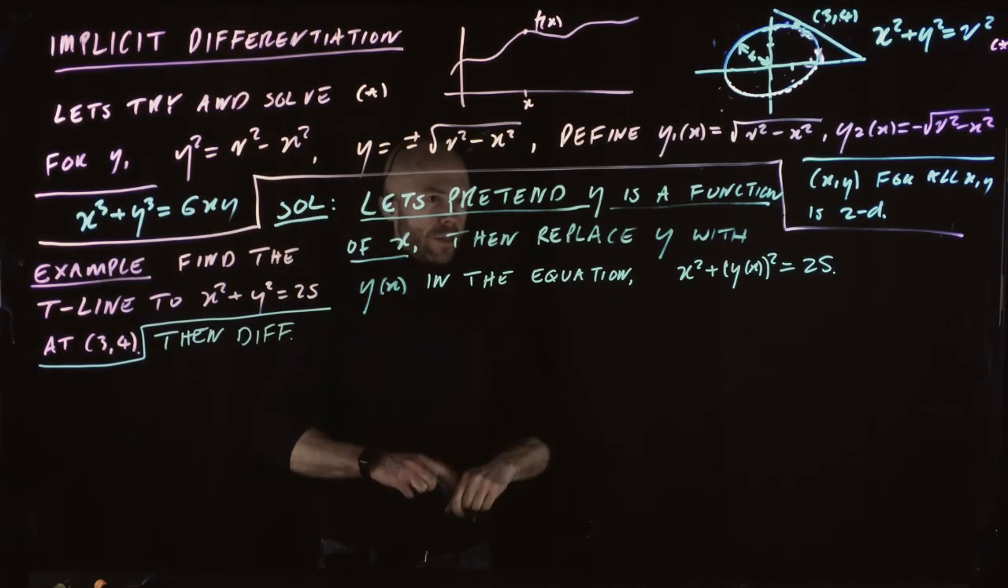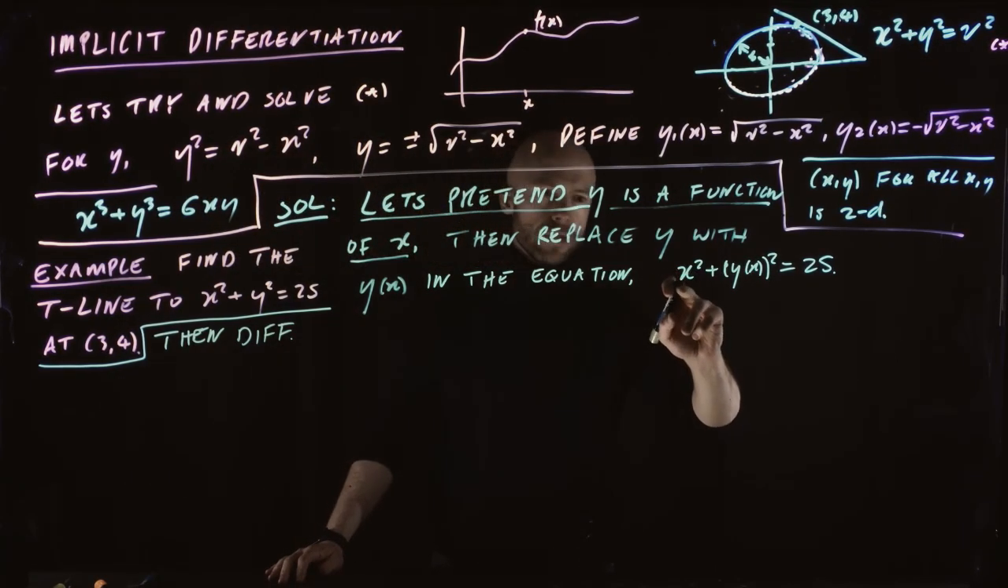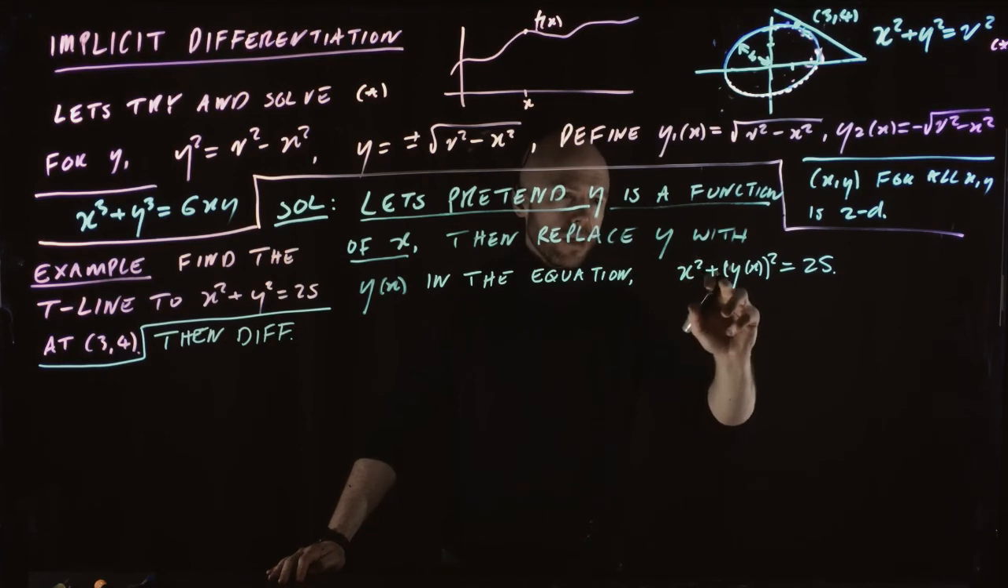If we differentiate this, differentiating with respect to x of x squared is easy, it's 2x. Here, I'm going to have to apply the chain rule, which is what we just learned.